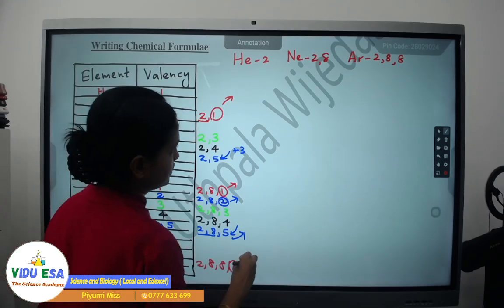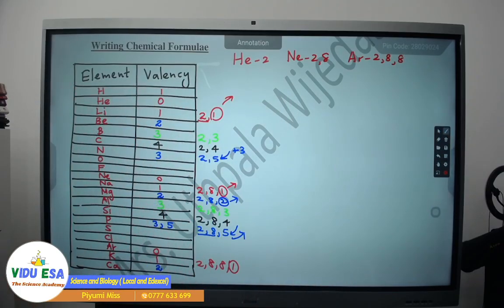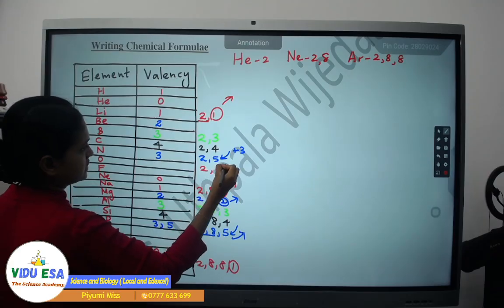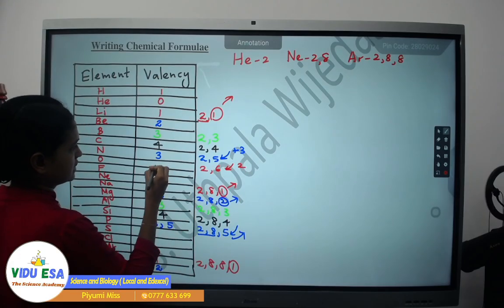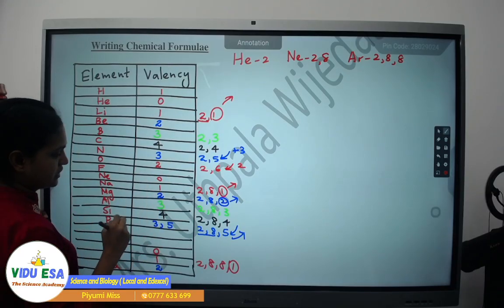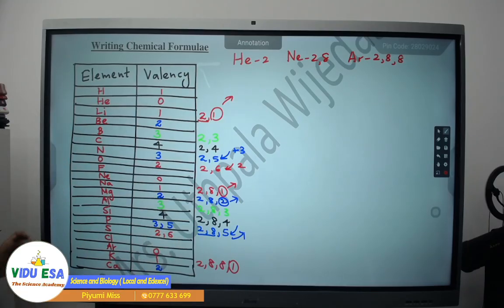Then when it comes to oxygen, what happens? It is 2,6. So it can gain 2 electrons. Therefore, the valency becomes 2. Then sulfur is also in the same group, that is 2,8,6. Sulfur also can gain 2 electrons or remove all the 6 electrons. Therefore, sulfur has got 2 valencies, 2 and 6.